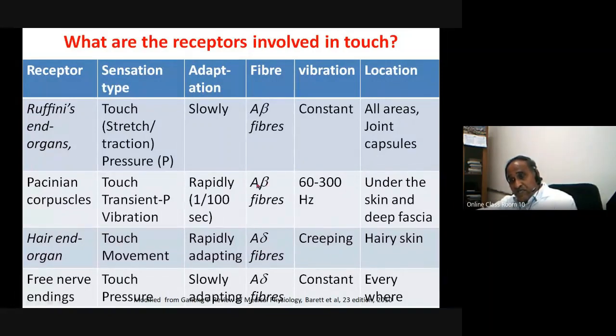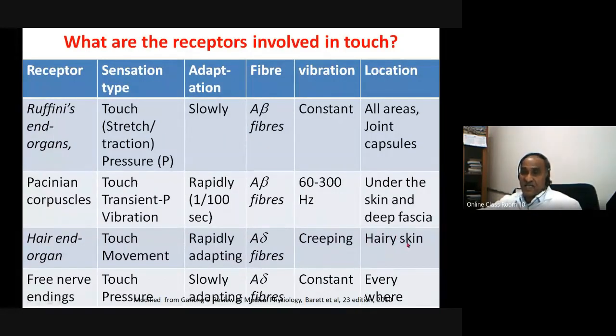These are fast conducting fibers. 50 meters per second is their conduction velocity. If you look at that, beta to delta, delta is nearly half that, maybe 20 plus or minus 10 is the conduction velocity. They carry that very peculiar creeping sensation, as if some insect is crawling in the skin.